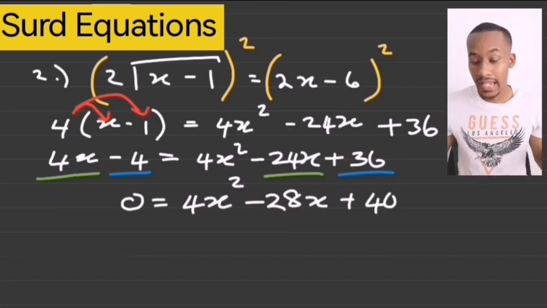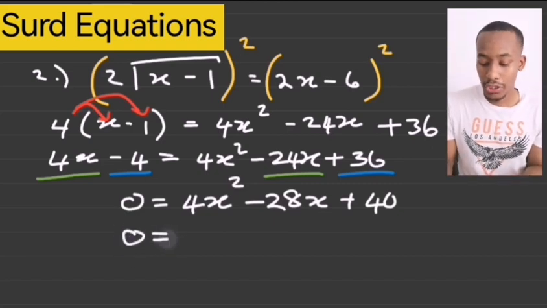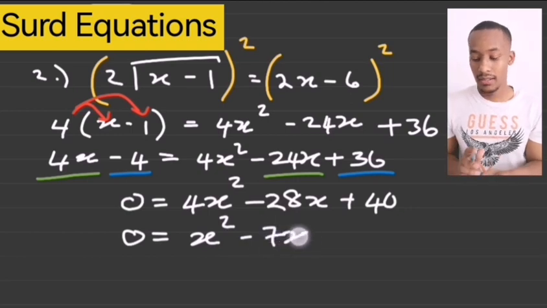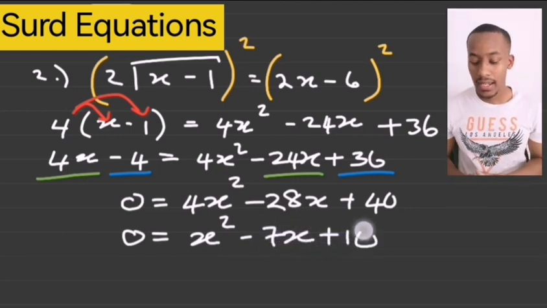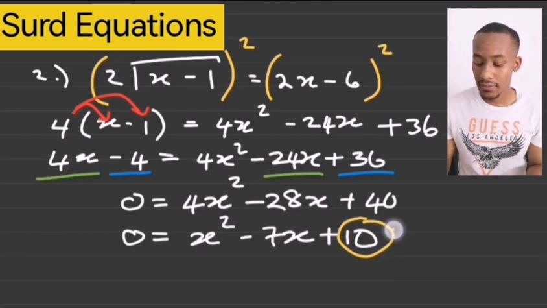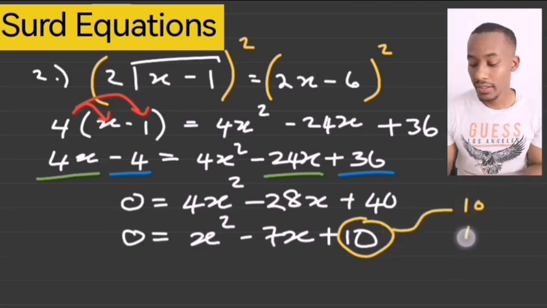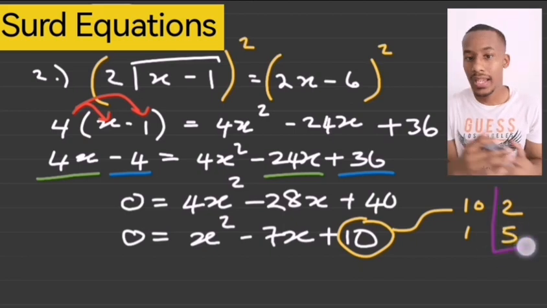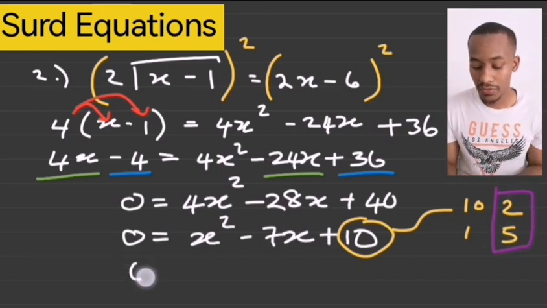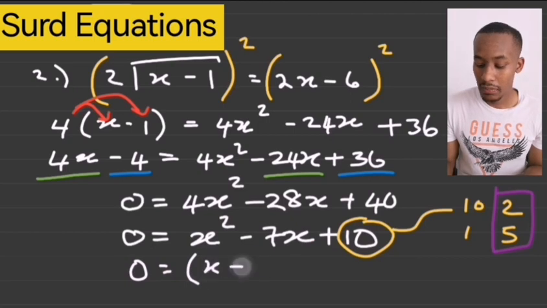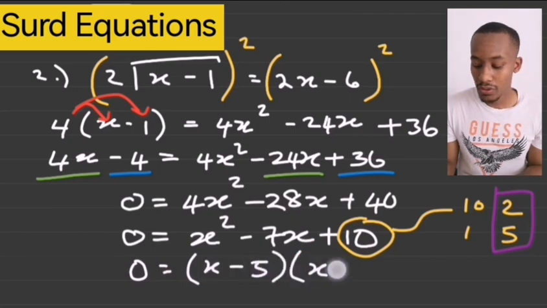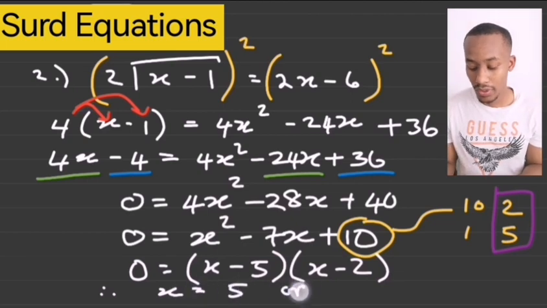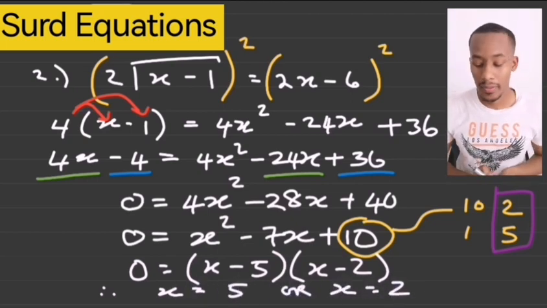And then I'm going to divide everything by 4. And that should give me x squared minus 7x plus 10. 40 divided by 4 is 10. And now we're going to factorize. The factors of 10, which is 10 and 1, or 5 and 2, we're going to choose 5 and 2 because those add to 7. So we're going to make use of those factors. x minus 5 and x minus 2. This gives us an answer of 5 or 2. x is equal to 5 or x is equal to 2.